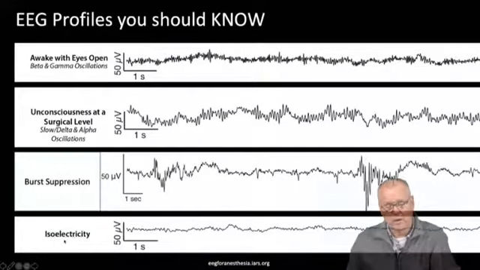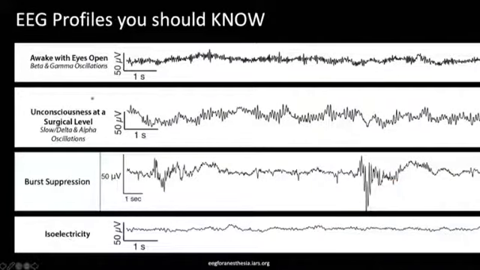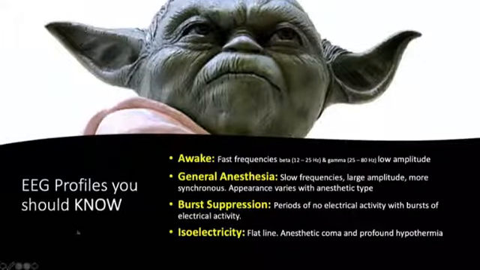And the final one I think that we should be able to differentiate is isoelectricity. This is asystole of the brain, if you will. So to summarize, I think we should be able to differentiate awake from unconscious, from burst suppression, from isoelectricity. And these are the profiles I think you should know.